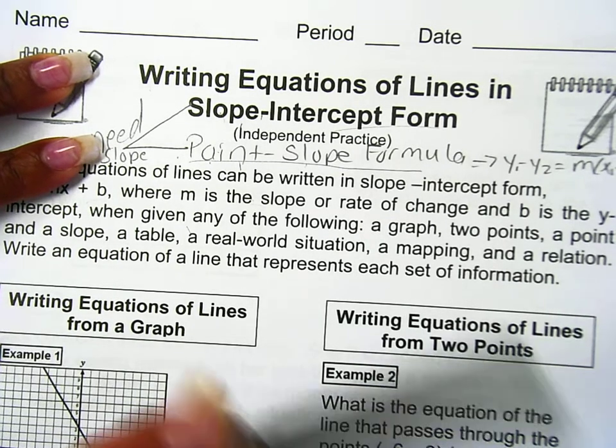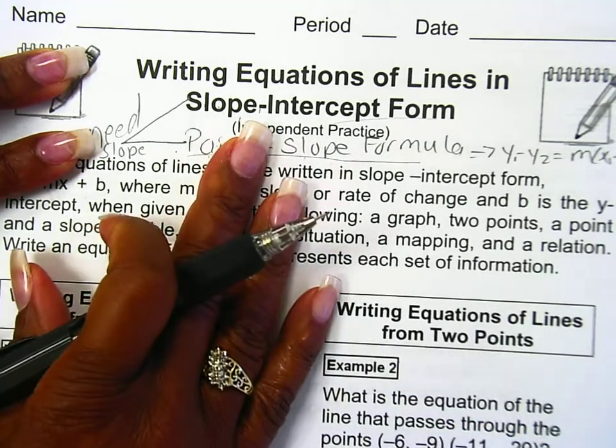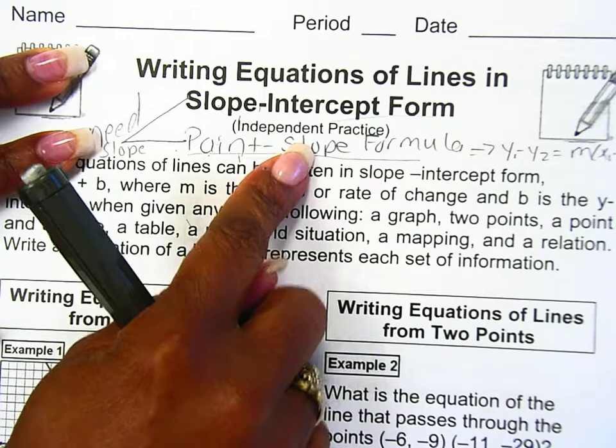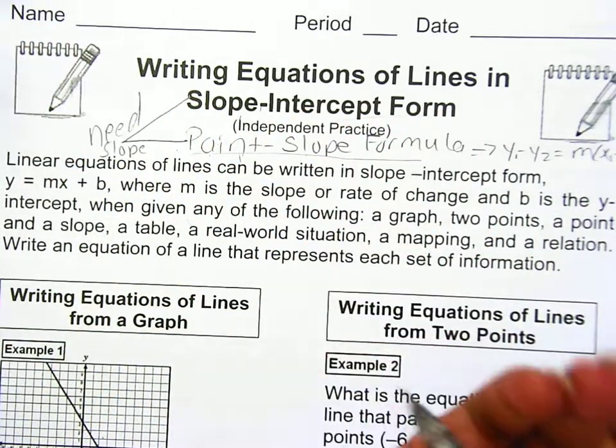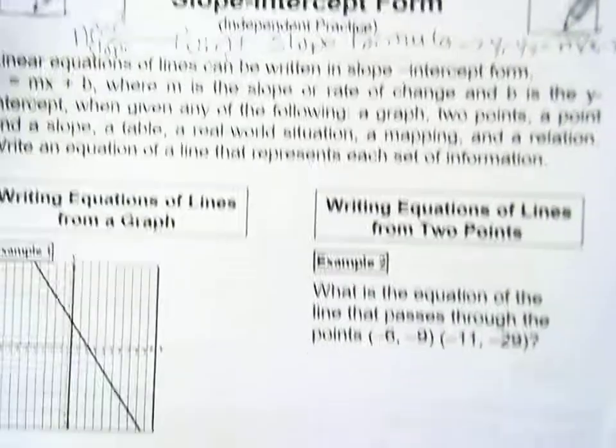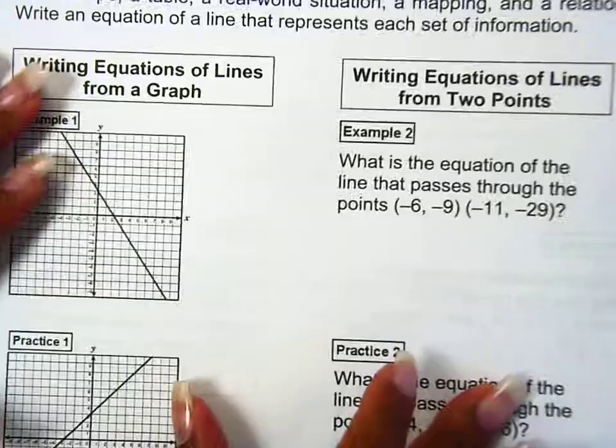Now you probably say, well, what if they give me the y-intercept? If they give you the y-intercept, you can use either one, but slope-intercept form. But you have to have a slope for both. Okay. So here we go.